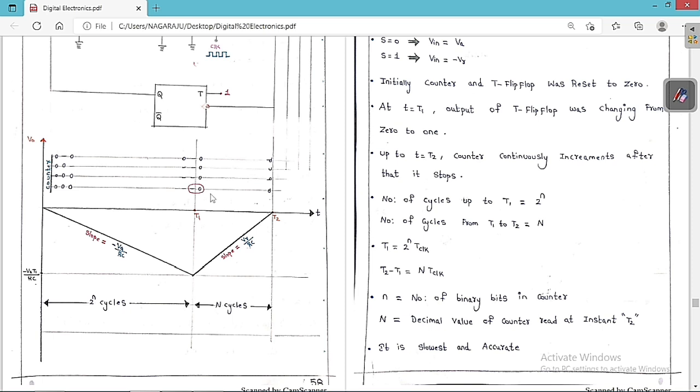So it's a ramp signal of positive slope. So slope is equal to VR by RC. So like this it is going to increase. Now voltage is going to get increased.